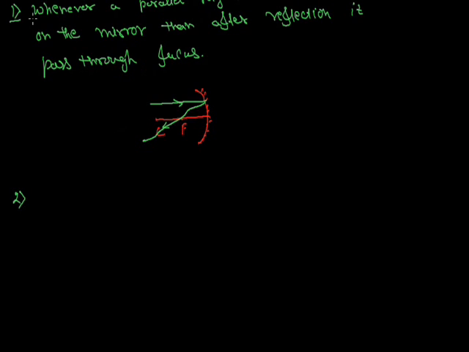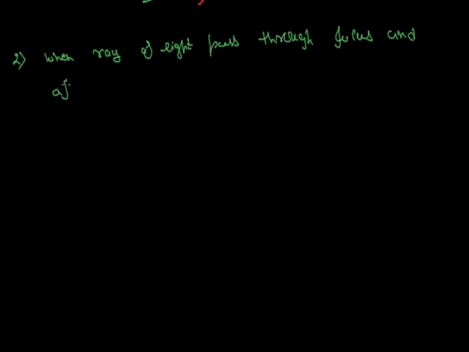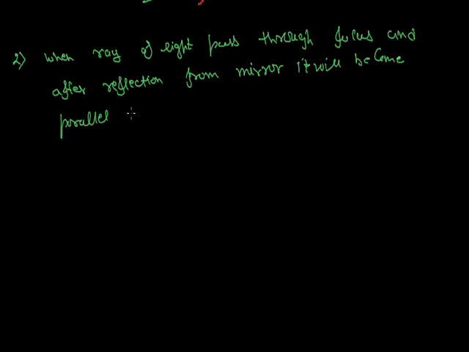Now the second point states that when a ray of light passes through the focus and after reflection from the mirror, it will become parallel to the principal axis.